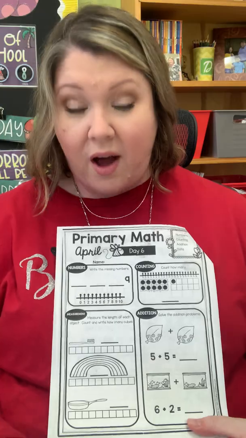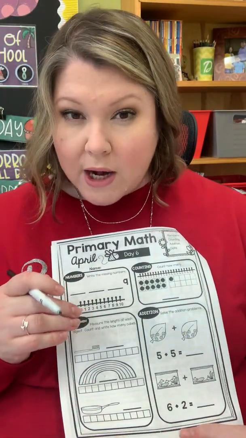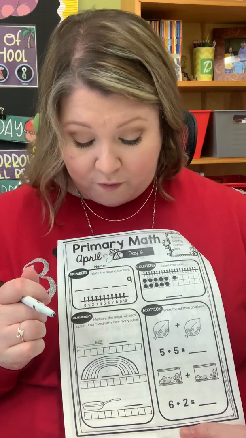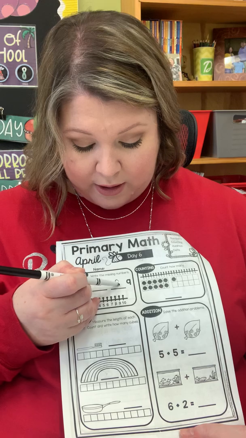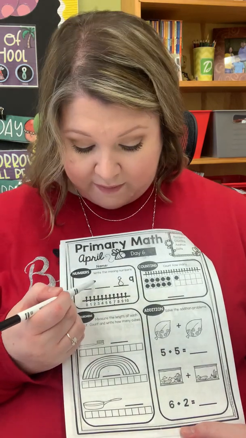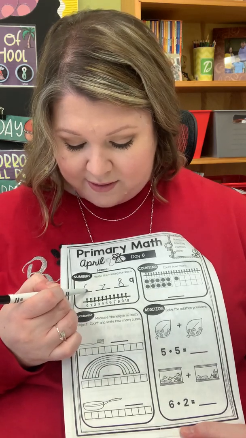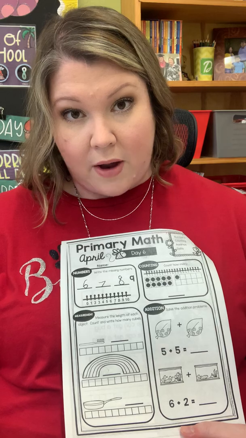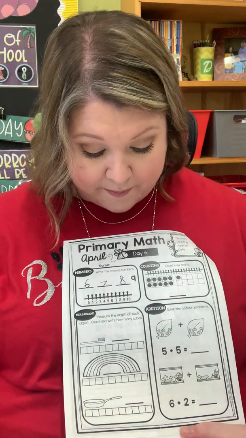Well, what comes before 9? If I'm counting, what would be before 9? I'm missing 3 numbers before 9. Well, here's 9. Well, 8 is before 9. What comes before 8? 7. And what comes before 7? 6. And 6 has a ball on the bottom. 9 has a ball on top. 6 has a ball on the bottom.